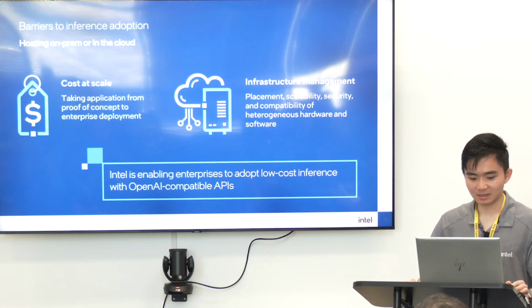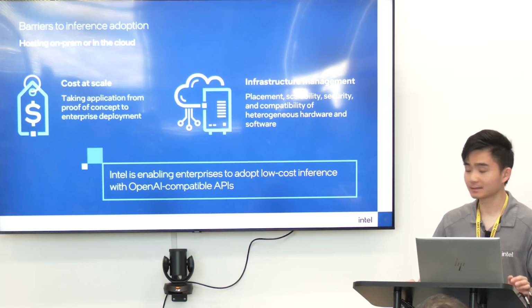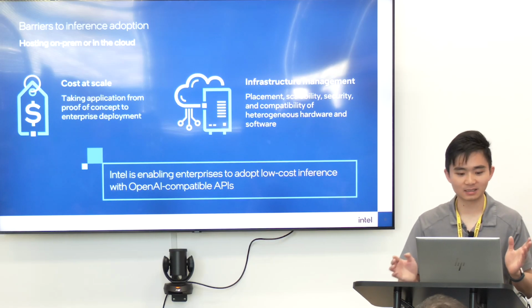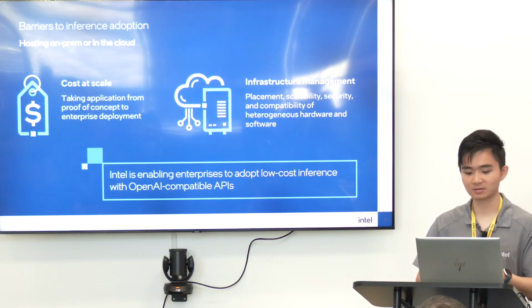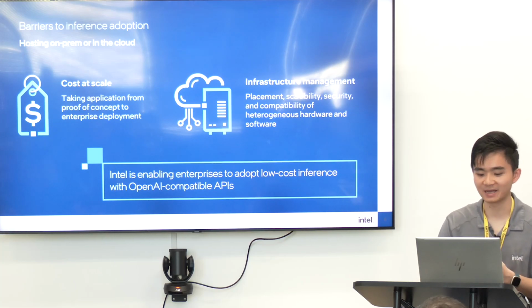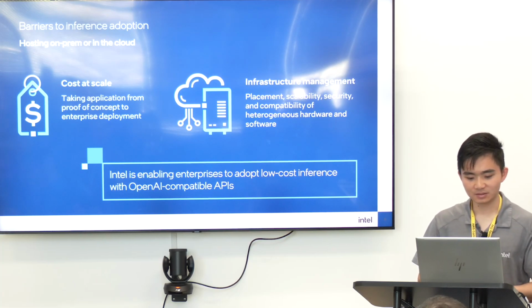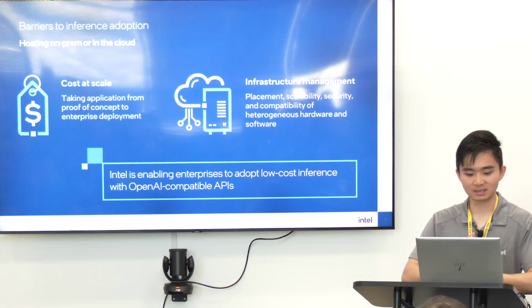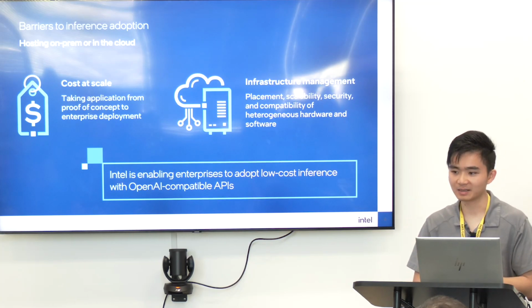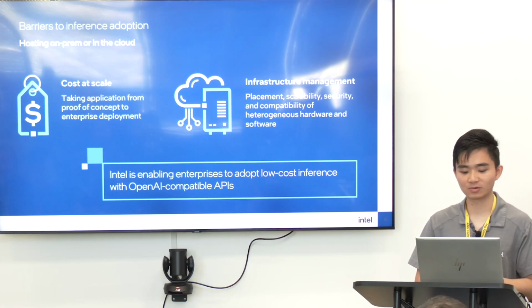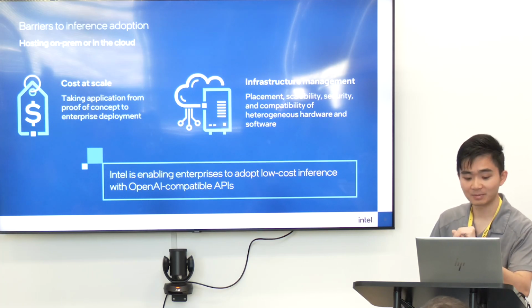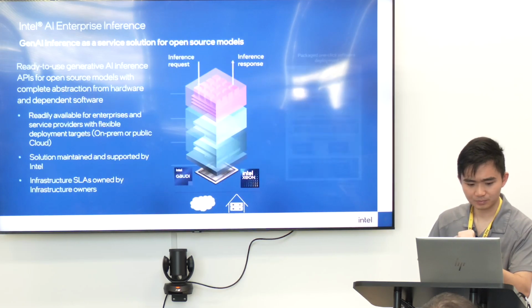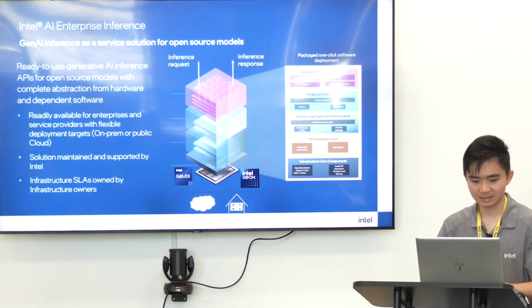So when it comes to adopting inference, whether you're hosting on-prem or on the cloud, there's always cost and there's also infrastructure management. And so what Intel has done is that they're enabling enterprises to adopt a more low-cost inference with what's called OpenAI compatible APIs. So what does that look like?